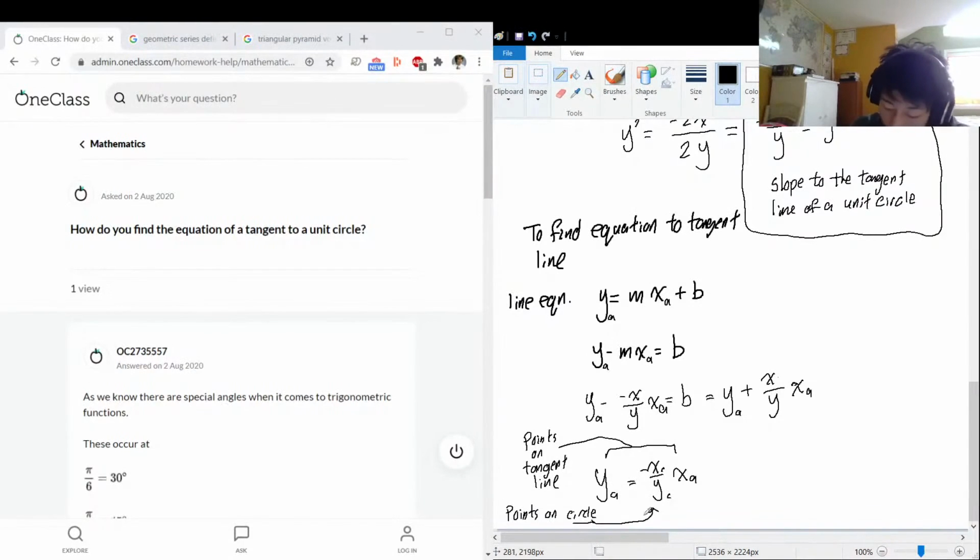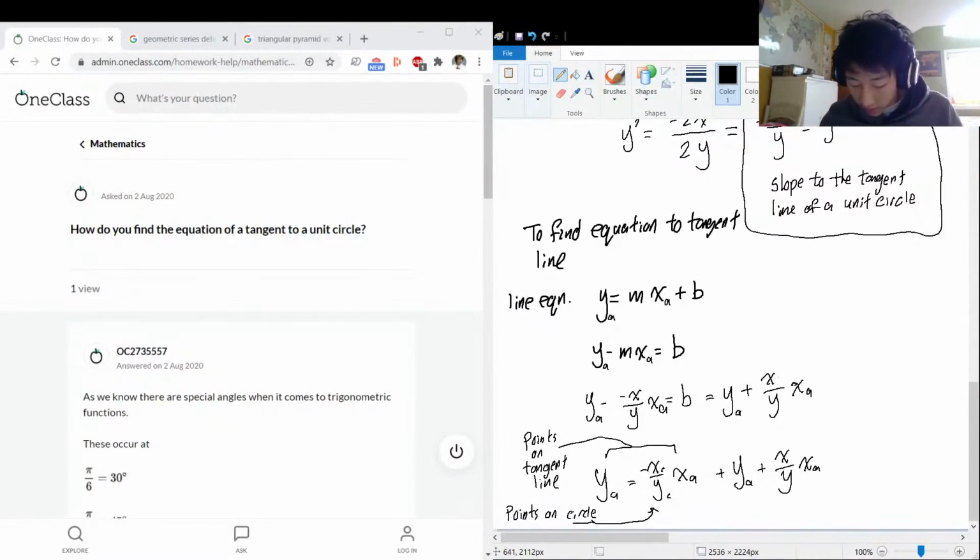So we have that. That's our slope times our x of the line plus our b value. And our b value is this thing: y_a plus x over y times x_a.